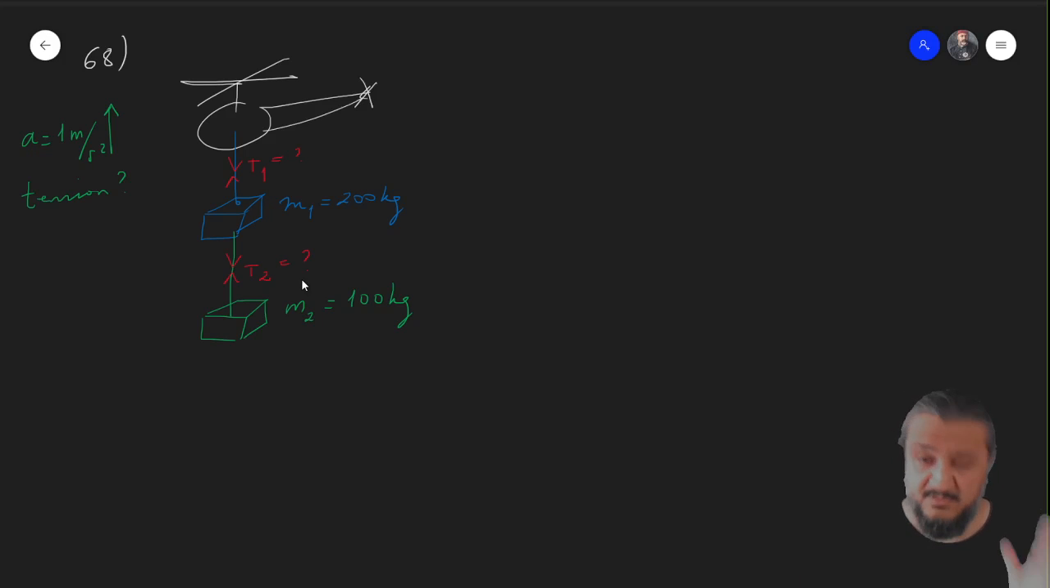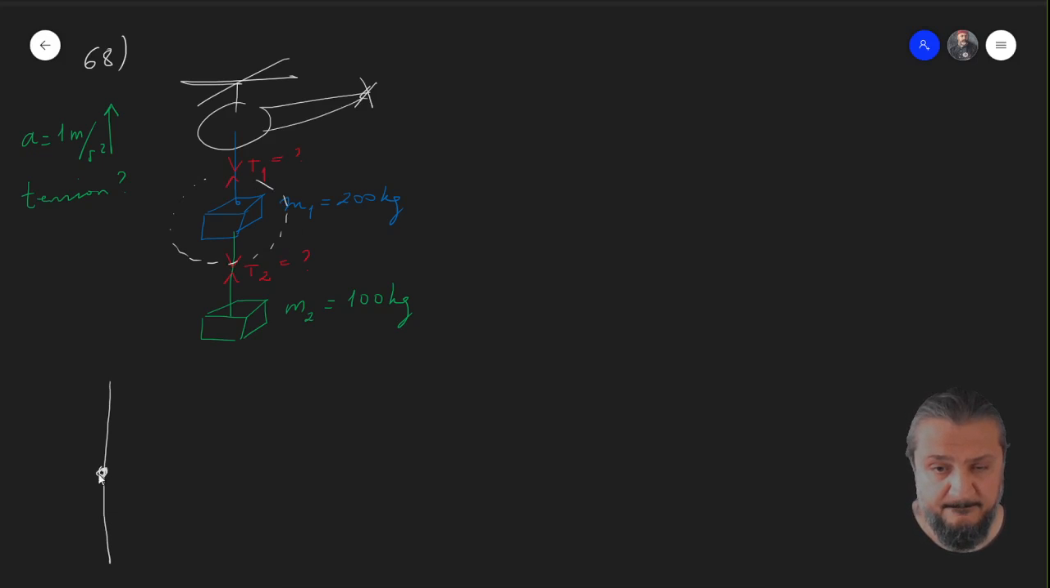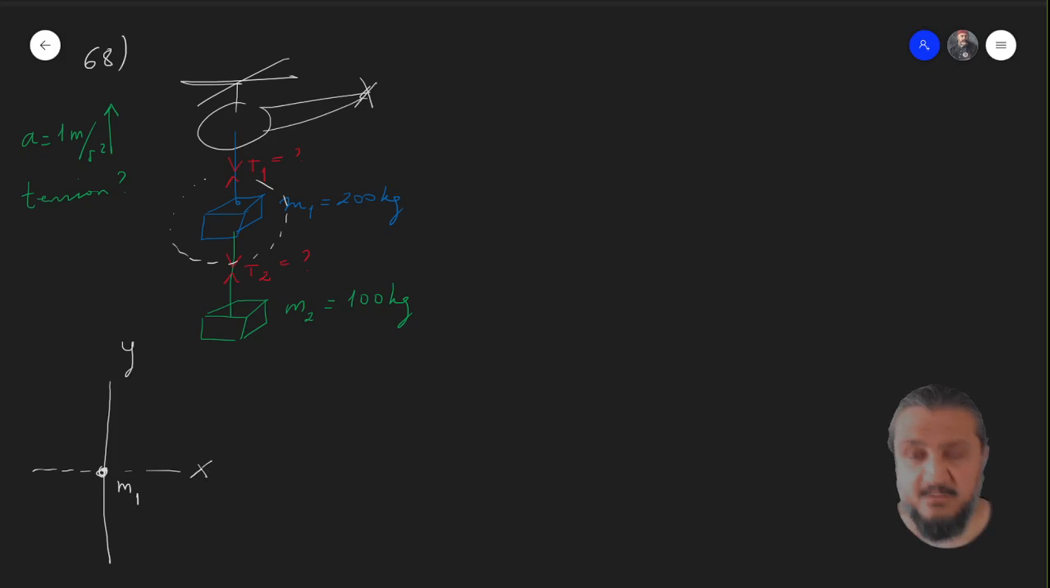Remember, your starting point is always the free body diagram. So all you have to do is to isolate them. If you isolate M1 here, this is M1. What are the forces on M1? T1 is pulling it up. That's tension 1, the tension in the upper cable. And T2 is pulling it down.